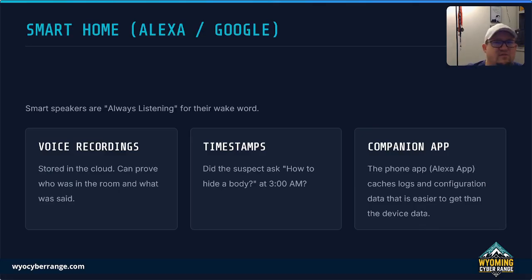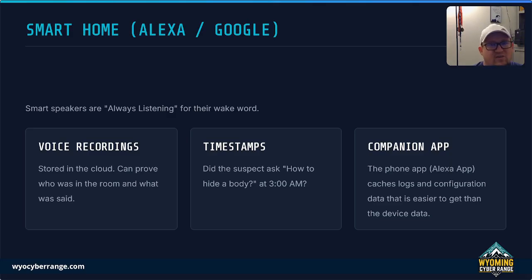So let's look at some of the smart home devices like Alexa or Google Home. These speakers are almost always listening, and they're looking for a wake word. These voice recordings are stored in the cloud and can prove exactly who was in the room and what was said. The timestamps of these queries are highly valuable.